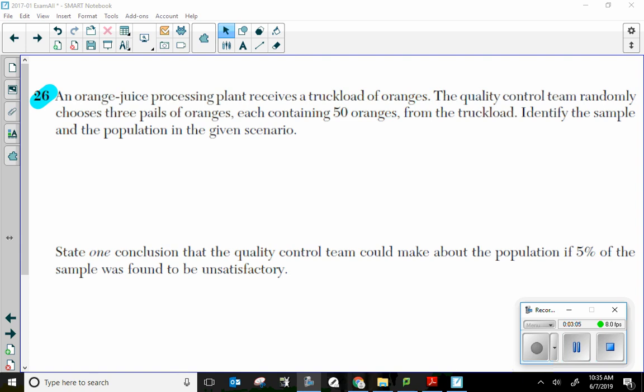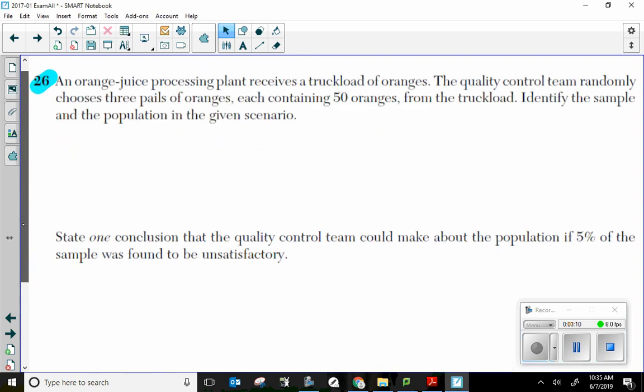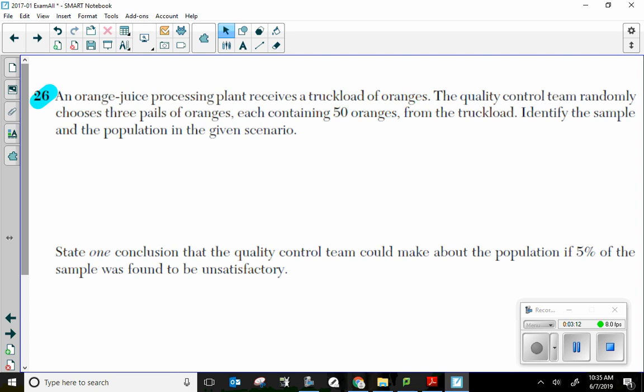Number 26, a data and stats problem. An orange juice processing plant receives a truckload of oranges. The quality control team randomly chooses 3 pails of oranges, each containing 50 oranges. So they got 3 of these, a total of 150 oranges that they're going to pick up for quality control. They are not going to go through the whole truckload of oranges. They're just going to pick out a random sample.